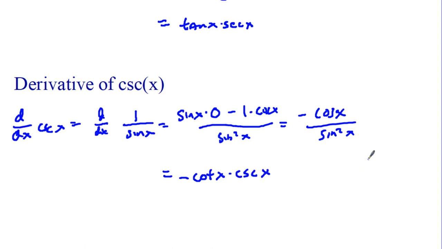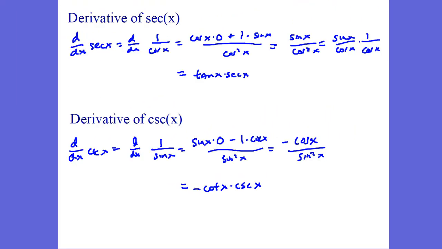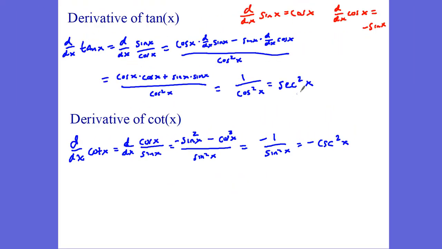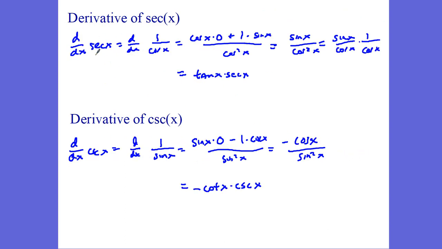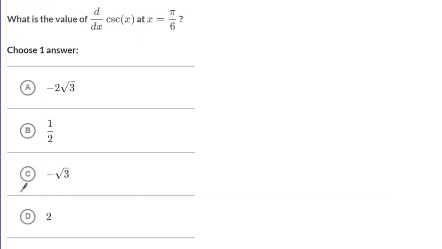And so these are four functions you're going to want to know. The derivative of tangent is secant squared, the derivative of cotangent is negative cosecant squared, the derivative of secant is secant tangent, and the derivative of cosecant is negative cosecant cotangent. Things that you might want to memorize in some respects.